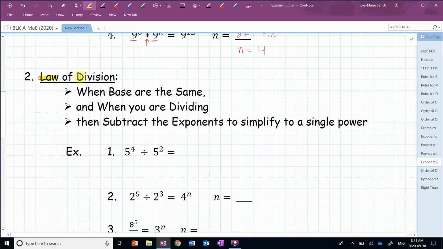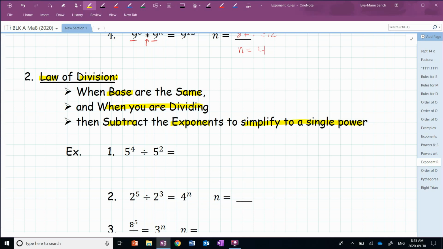Now let's look at the second rule. This is the law of division. Again, the law of division only works when bases are the same, and of course when you're dividing. That's why it's called the law of division. If you add the exponents when you are multiplying, then you would subtract the exponents when you are dividing. And this again gives you a simplification or a single power.